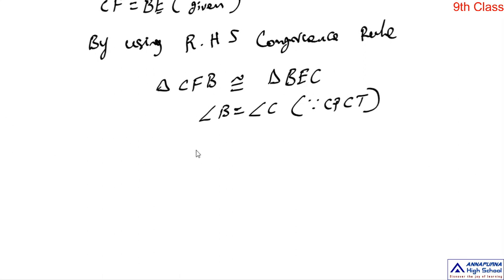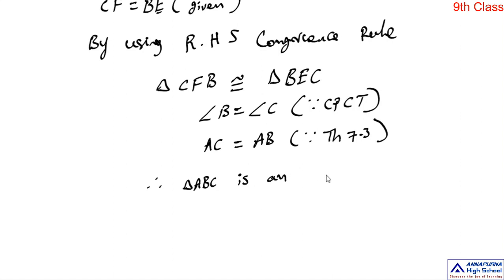The side opposite to angle B is AC, and the side opposite to angle C is AB. Okay, since by using theorem 7.3, AB is equal to AC. So the given triangle ABC is an isosceles triangle. Therefore, triangle ABC is an isosceles triangle.